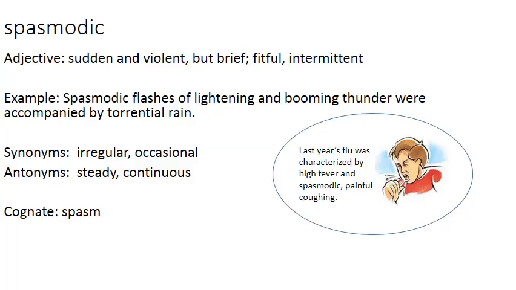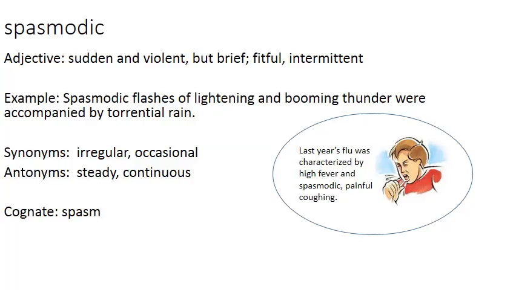Spasmodic is an adjective that means sudden and violent but brief. Something that is fitful or intermittent, that is to say, we can't predict when it's going to happen. Here's an example. Spasmodic flashes of lightning and booming thunder were accompanied by torrential rain. In this sentence, spasmodic tells us that the flashes of lightning could not be predicted. They didn't happen at regular intervals. It also suggests that they were very sudden and that they were perhaps very violent in their nature.